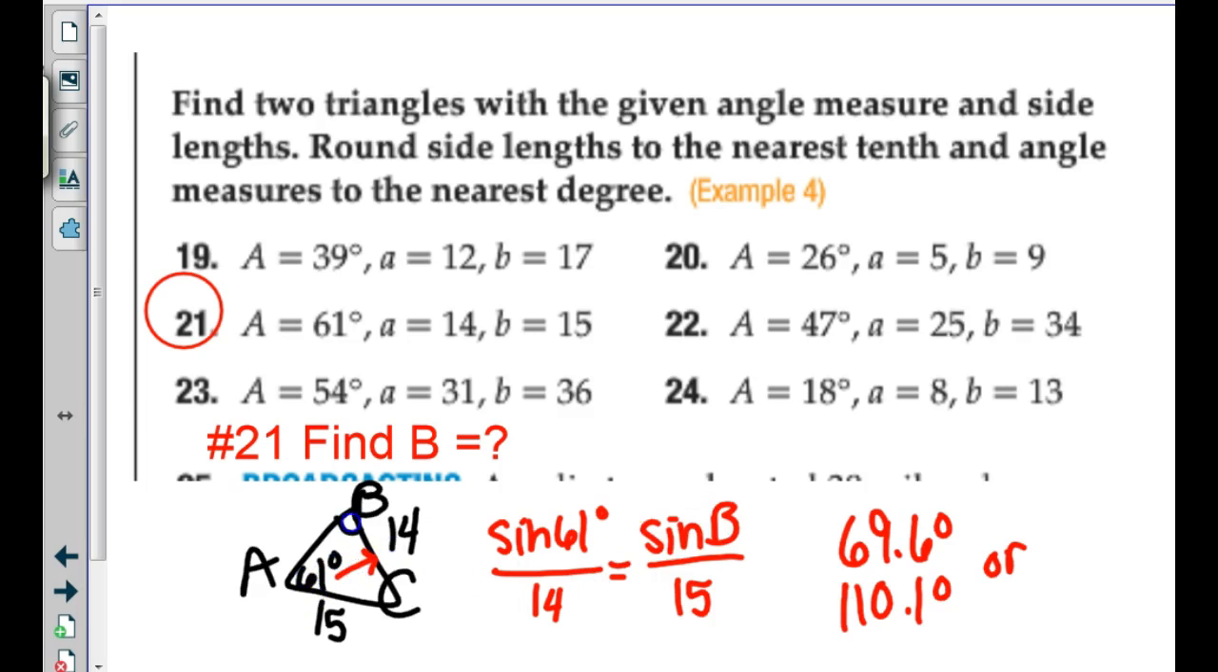If I look at the figure, angle B has to be bigger than 61, right? Because it's across from a longer side. Both of those are bigger. Can I have a 61 and 110 in a triangle? Yeah, that makes 171.1 or something. It's okay, there's room for a third angle, so I cannot eliminate either of these.